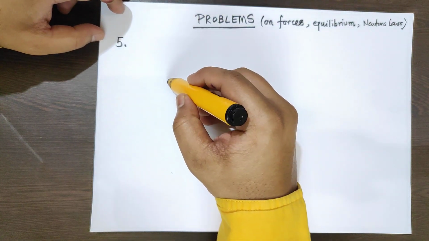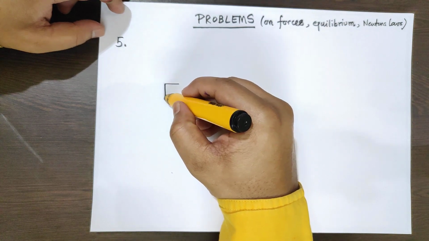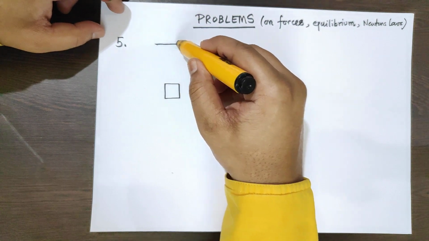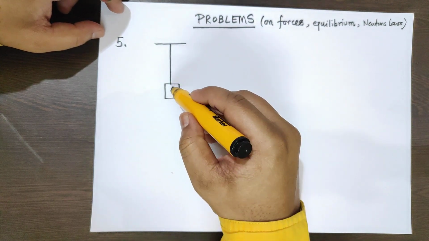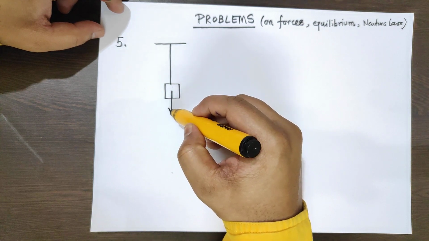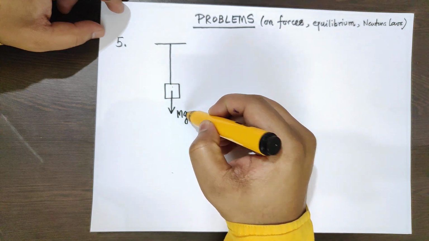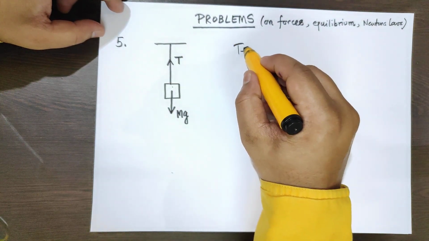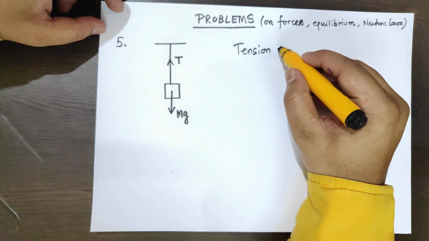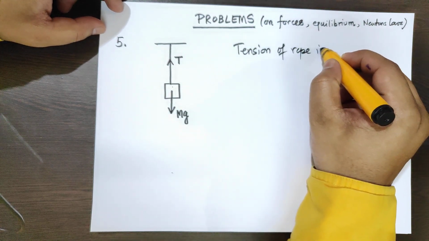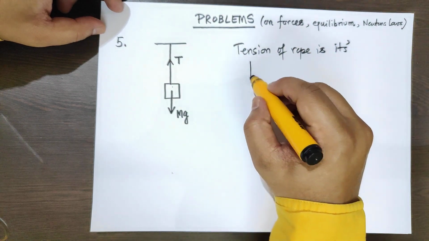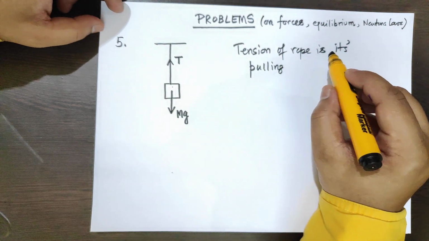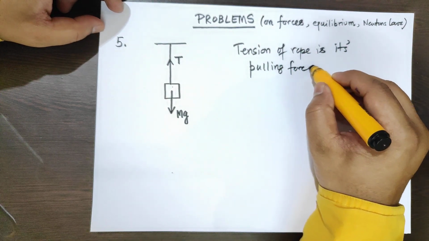Now, suppose this block, and this is a string. It is acted upon by forces: mg from earth, and T, the tension of the rope. Tension in the rope is the pulling force of the rope. Rope can pull only, it cannot push. A rod can pull and push both. So tension of a rope is its pulling force.